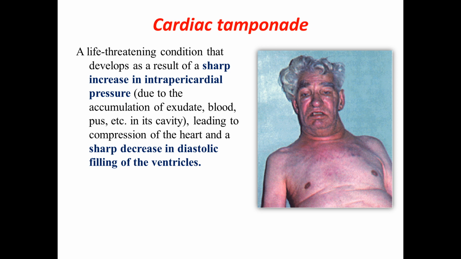Cardiac tamponade is a different type of exudative pericarditis, a life-threatening condition that develops as a result of sharp increase in intrapericardial pressure due to the accumulation of exudate, blood or pus, leading to compression of heart and sharp decrease in diastolic filling of ventricles. Cardiac tamponade is characterized by sharp increase in intrapericardial pressure and sharp decrease in diastolic filling of ventricles.